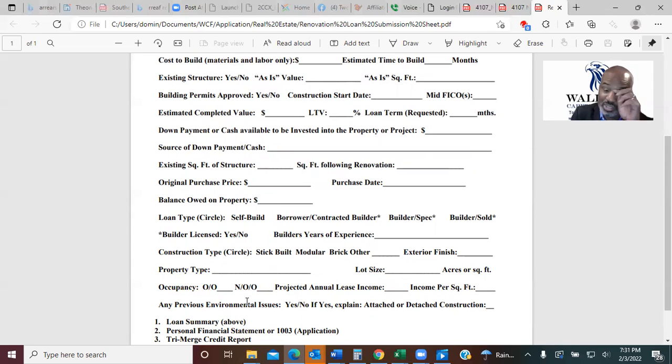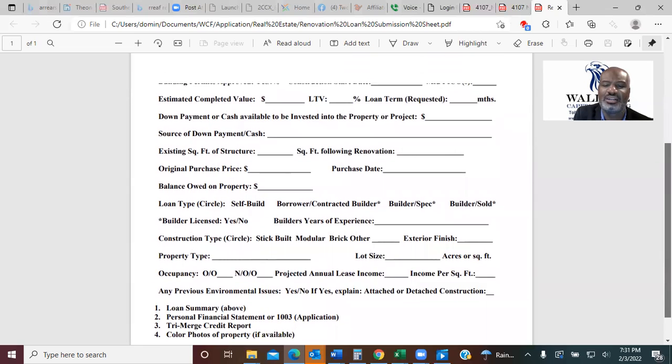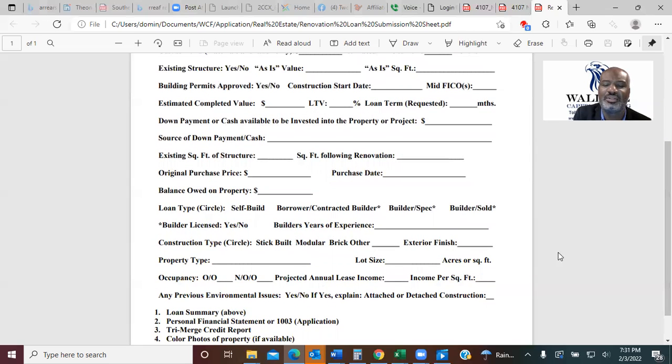Are there any environmental issues on the property that we need to know? If there are, explain it. Maybe just put it on the bottom somewhere, or provide another document to explain it. And is it attached or detached construction? An attached construction would be like a row house, or townhouses that are together. Detached, it's all on its own.